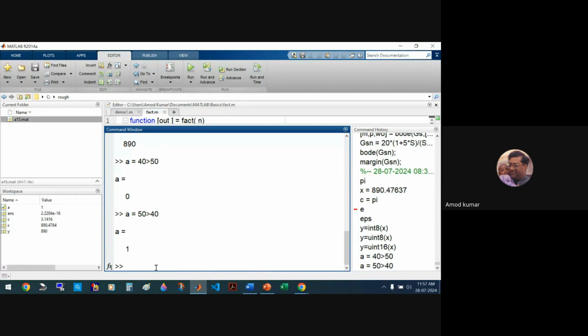Now the kind of character, suppose I write B equal to, all the characters are to be written within quote marks. So please mind. So Amod Kumar, suppose I write.